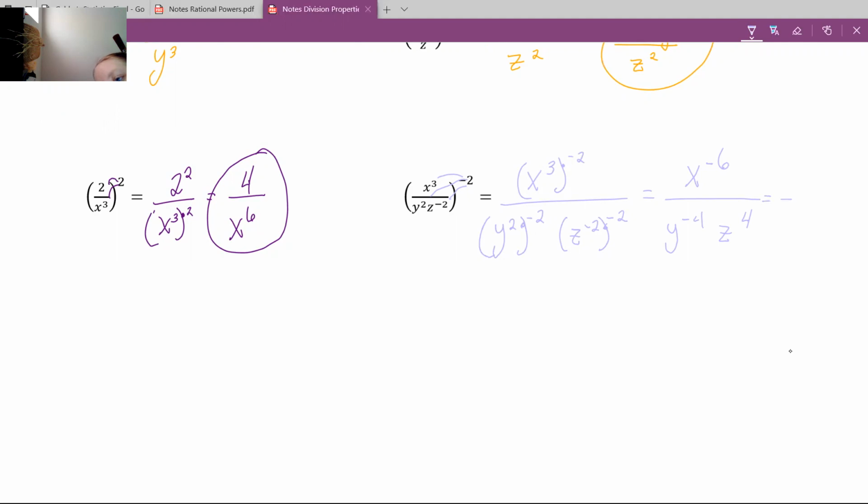So I draw my fraction bar. And I'm going to start at top. X to the -6. Well, it's on top, it's negative, so it needs to be on bottom to be positive. Y to the -4 is on bottom. It's on bottom, it's negative, so to be positive, it needs to be on the top. And then z to a +4 means he does not move. This makes my final answer.